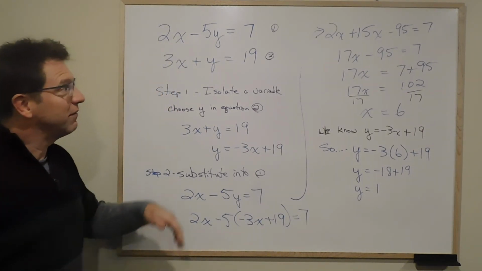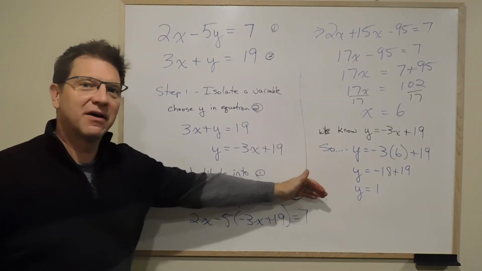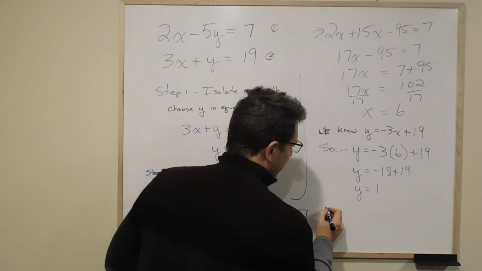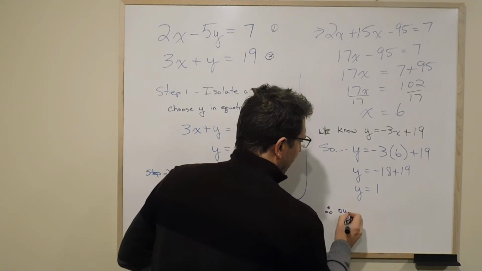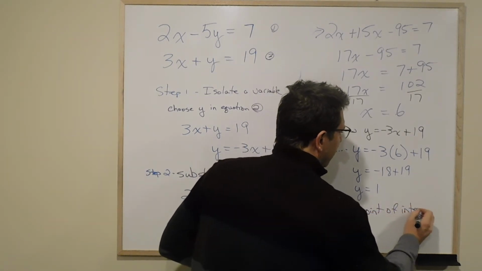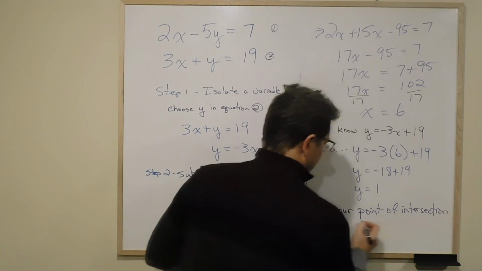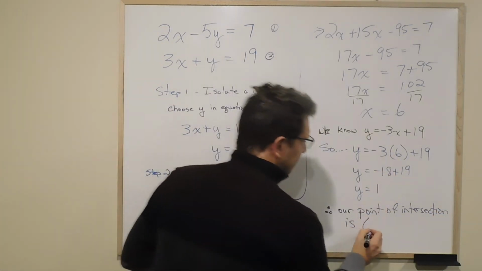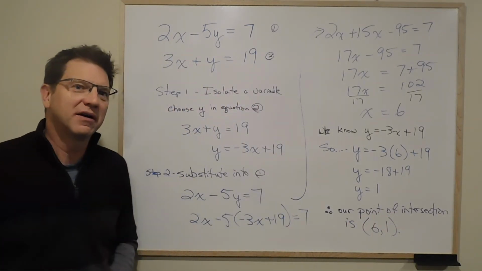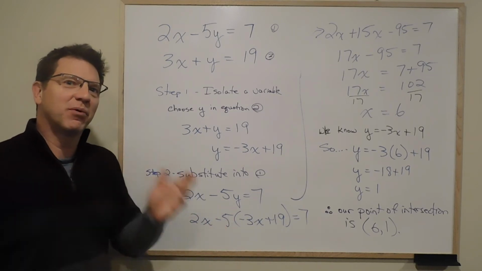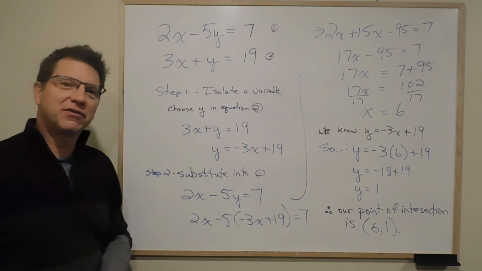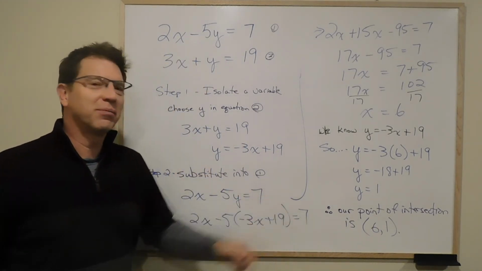Okay? So now we've found an x value and a y value, and we can say, therefore, our point of intersection is, well, x is 6, y is 1. So our point of intersection is the point 6 and 1. So if we were to graph it, they would cross at the point 6 and 1. And if you have a graphing application on your computer and you want to try and graph those two things, you'll find that they cross at the point 6 and 1.